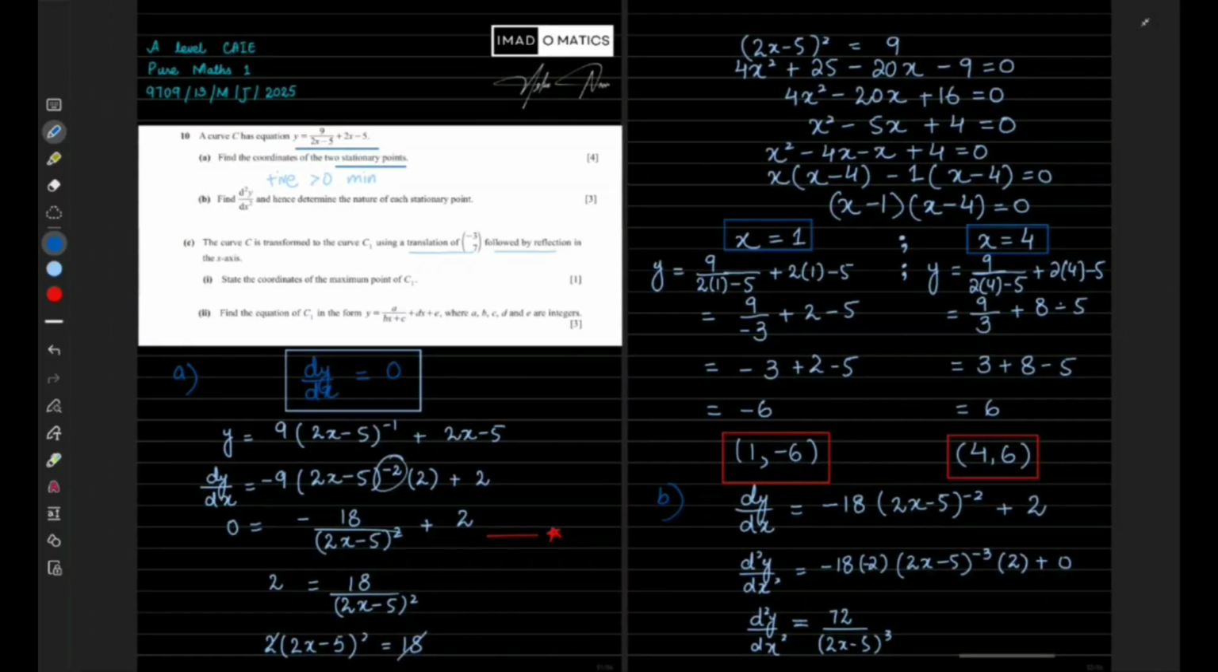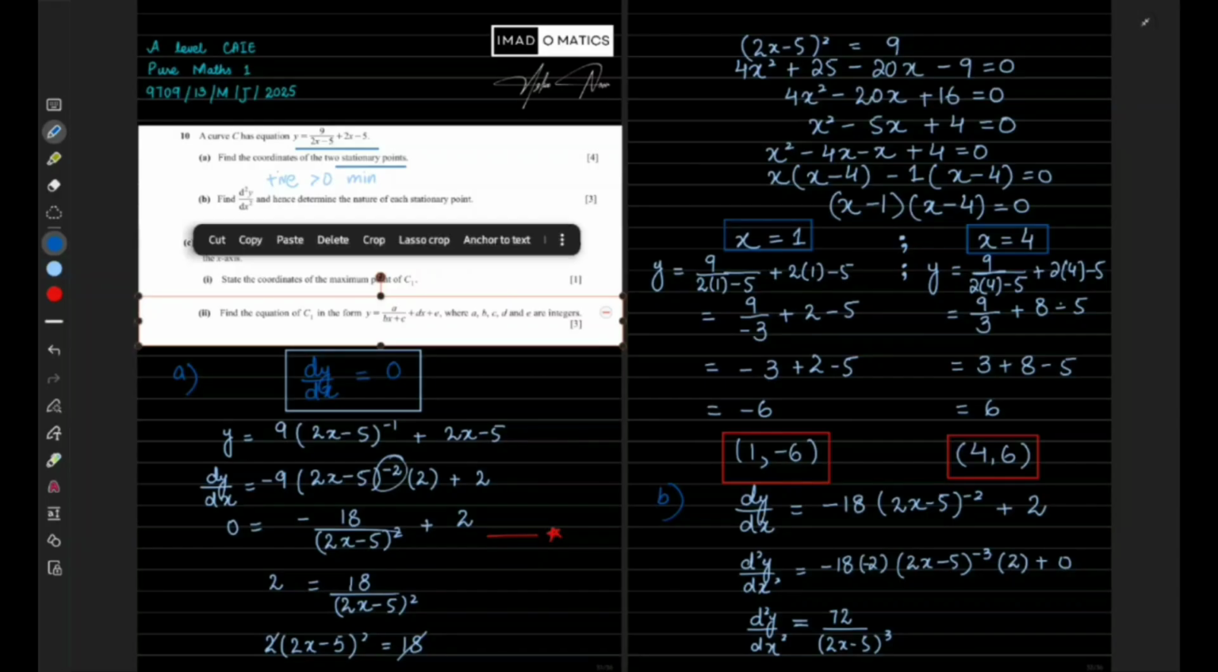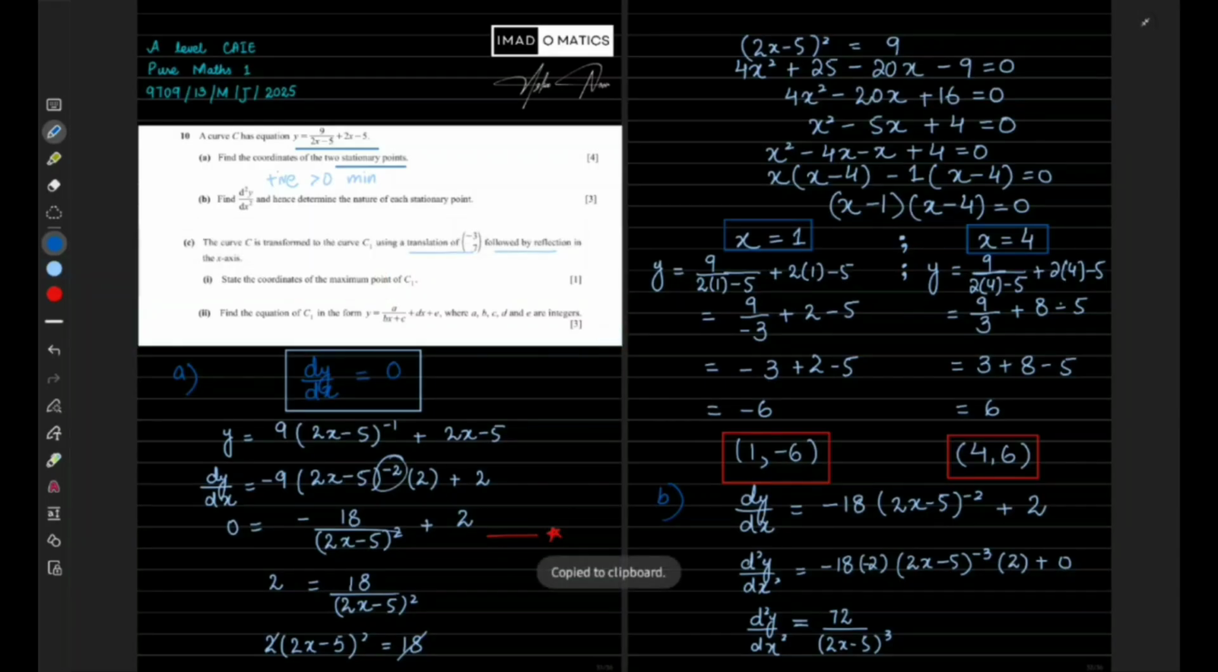Now let's do part C2. C2 says find the equation of the C1 in the form y equals a over bx plus c plus dx plus e. Now what we actually need to do is apply these transformations on this. So let's try this.